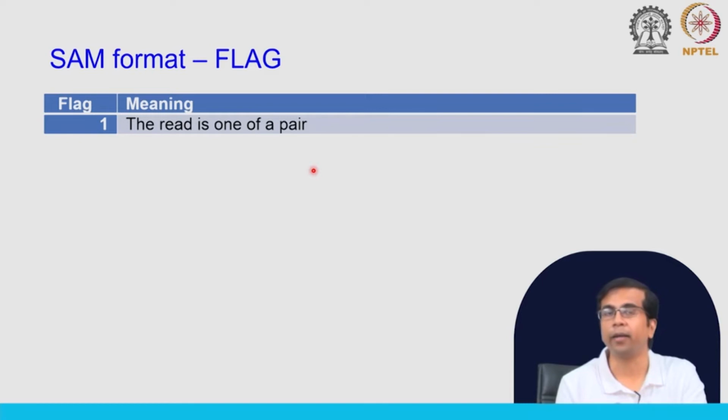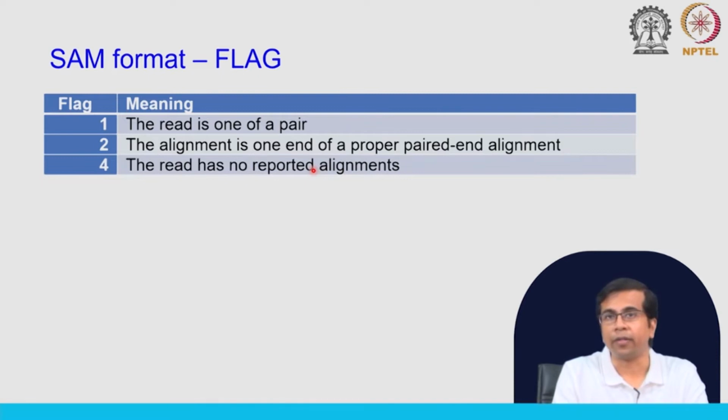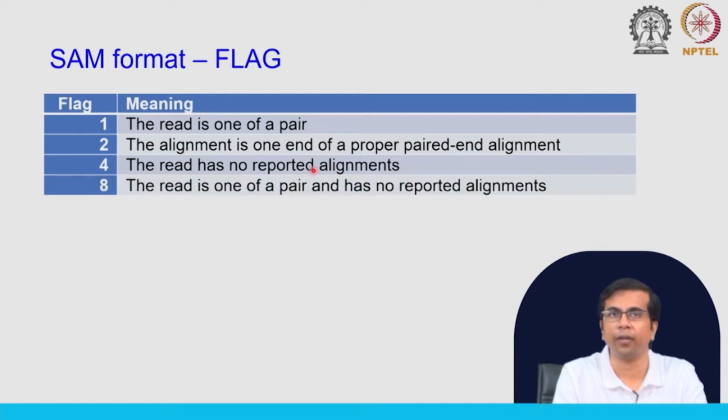Flag 1 will be applied when a read is 1 of a pair. So, you can imagine if you are dealing with single end sequencing data, you will not apply this flag on your read. Then you have flag value 2, which means the alignment is one end of a proper paired end alignment, again applying to paired end data. So, this will not be applied in case you are dealing with single end data. Then you have flag 4, not 3, and it is applied when the read has no reported alignments. This applies to single end as well as paired end data.